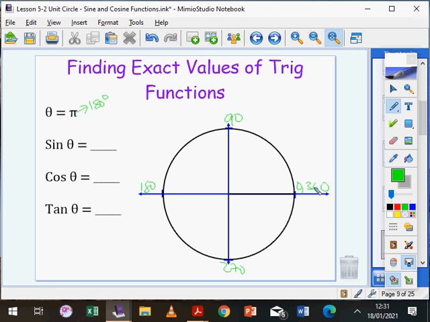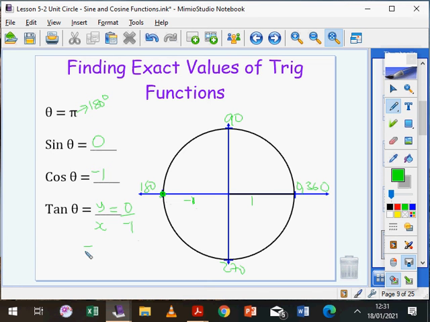Just ask yourself, what is the x-coordinate of that point? Well, this would be -1 because the radius is 1 in a unit circle. So -1 is my value for cosine. What is the y-coordinate of that point? Since I don't have any movement vertically, the y-coordinate of that point is 0. So the sine of 180 is 0. What about the tan? Tan is y over x, which is going to be 0 over -1, and therefore the tan of 180 is also going to be 0.